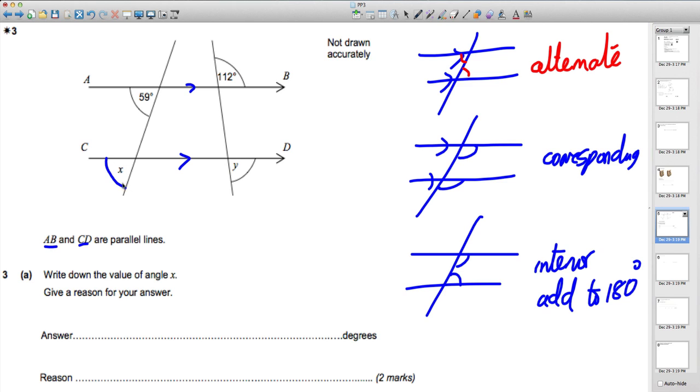Well, clearly X and this angle here are corresponding. So the answer is 59 degrees. And all you have to say is the word corresponding. And you're done. That will get you your 2 marks.